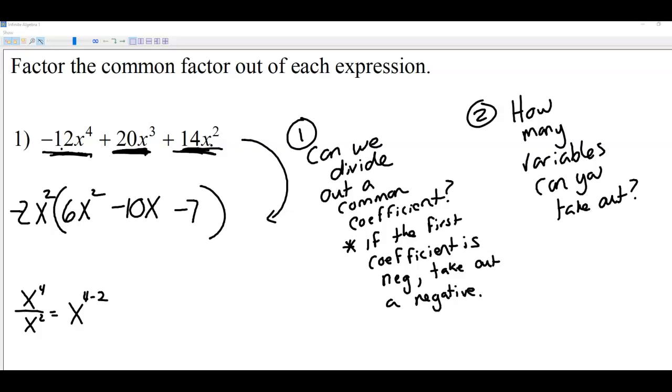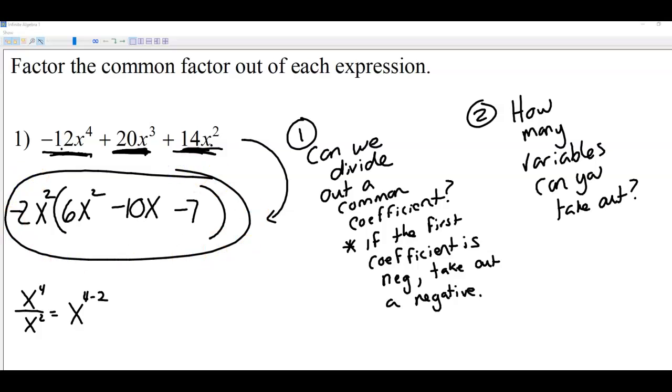All right, so there it is. That's the GCF method. Can you divide out a common coefficient, and if the front one's negative, take a negative out also. And then also, how many variables can you take out. So that was an example, but we'll do a practice together for the next one.